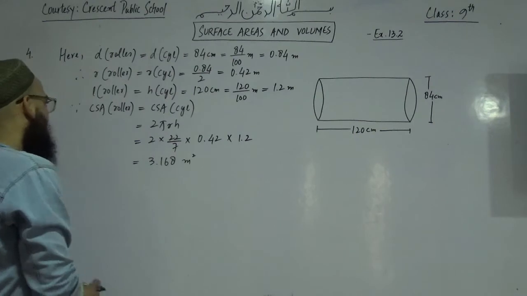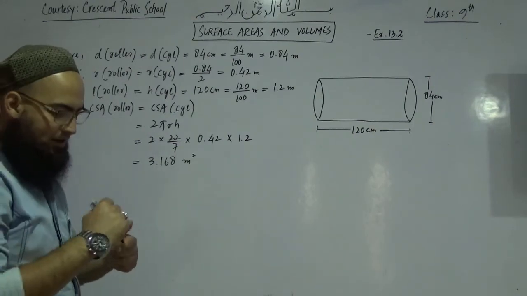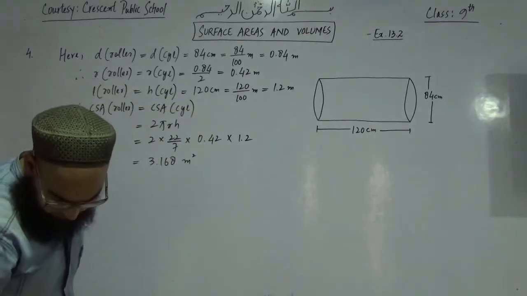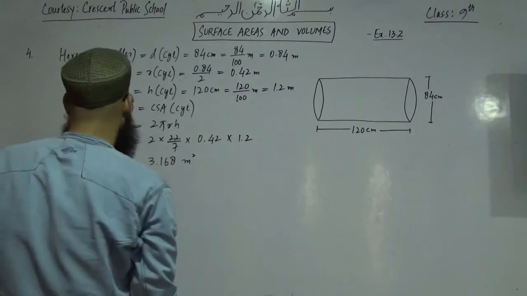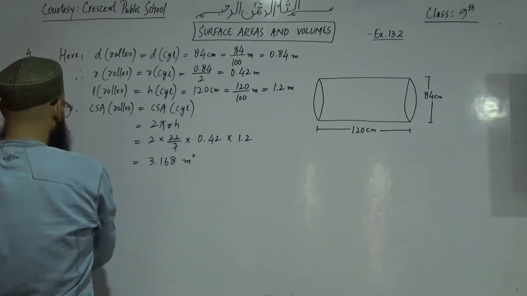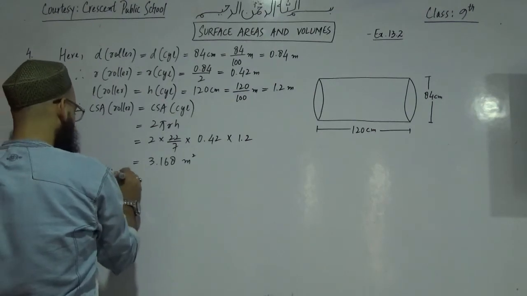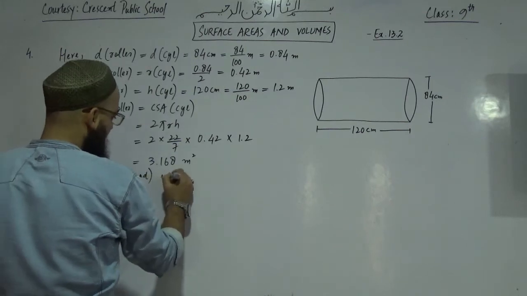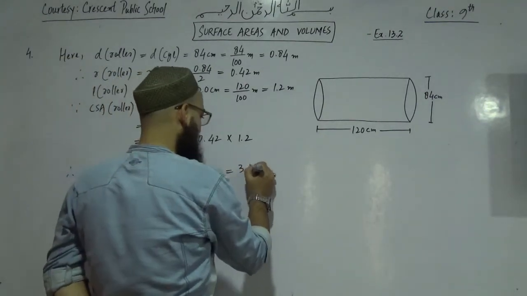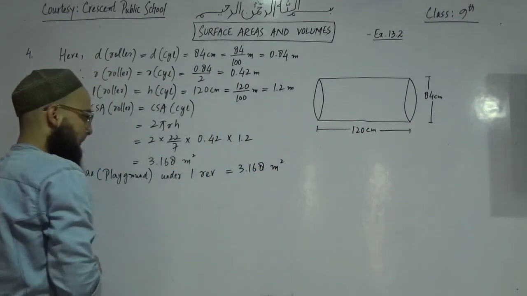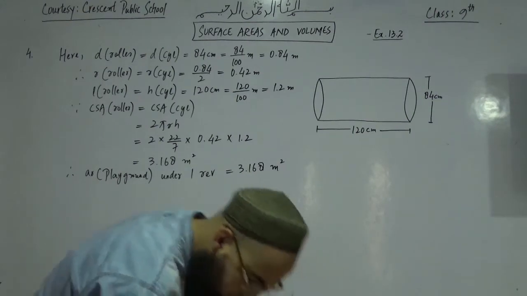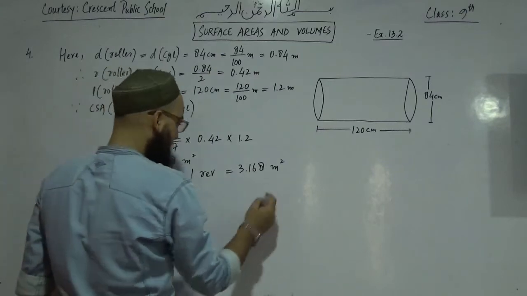Yes. Now the curved surface area of the roller is 3.168 square meter. That means when it takes one revolution, the area of playground will be 3.168. Now in total it takes 500 complete revolutions. Is it 500? Yes, 500 complete revolutions. Therefore, the area of playground under one revolution is equal to 3.168 square meter. Now we can multiply by 500. It's 1584. Yes.